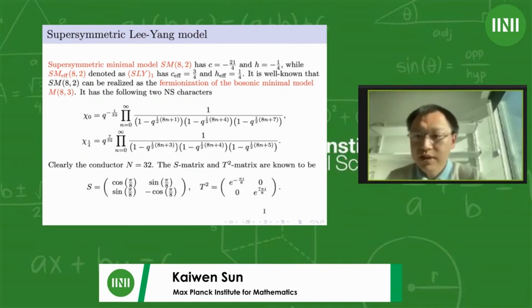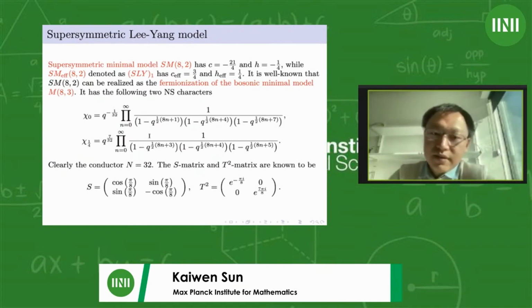Supersymmetric, also called the supersymmetric Lee-Yang model. This is the supersymmetric minimal model (8,2), which has this central charge and these conformal weights, the NS weights. In this case, we can also have the effective description as in the bosonic case. So the effective theory, which we denote as supersymmetric Lee-Yang level 1, has central charge 3/4 and effective non-vacuum NS weight 1/4.